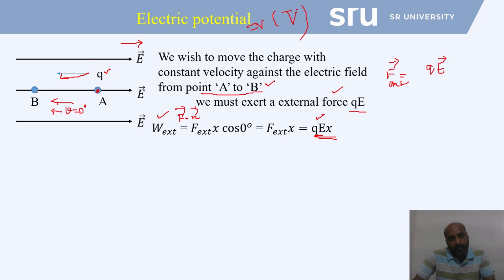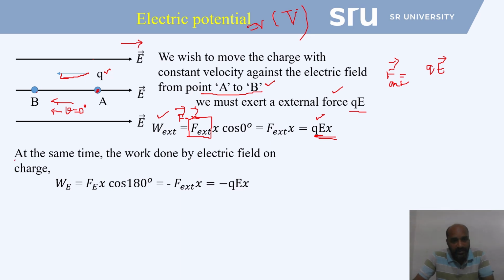Right? But why do we need to apply an external force on this charge? Because the electric field is there. What does it mean that we are applying this force against the electric field? It is nothing but that the electric field is also doing some amount of work. We need to apply that external force in order to move the charge from point A to B, because the electric field is also doing some work, and we need to move against that. That's why the external force is required.